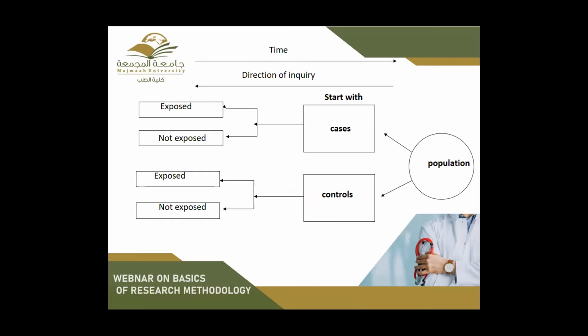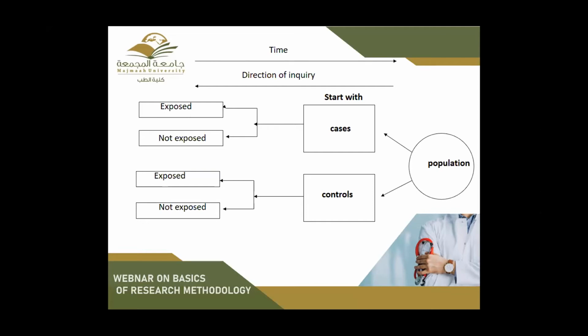I will start with people with the disease. For example, I want to know the relation between smoking and lung cancer. So I will go to the population and collect patients with lung cancer. Then I will take controls, people with the same age and the same gender, without the disease. Then I will ask if smoking affected them or not. I will ask the cases, are you a smoker or not? And I will ask the controls. So from the population, I will select my cases and my controls.